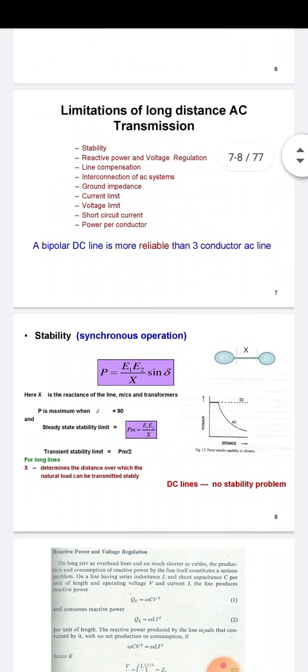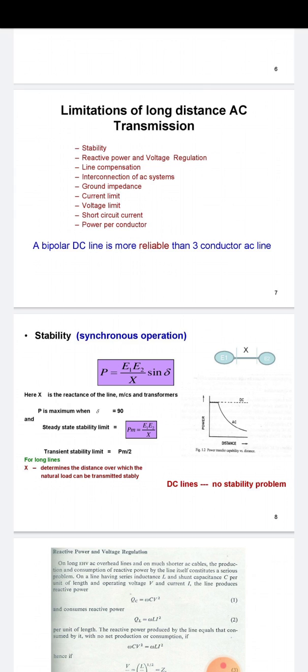First, let us see the stability of AC conductor. Stability in the sense of synchronous operation. Synchronous operation in the sense that the reactance of the line and of the transformer has to transmit power from the sending end to the receiving end. When transients occur on the AC transmission line, the AC power suffers losses. Those losses are reactance losses, denoted by the letter X.